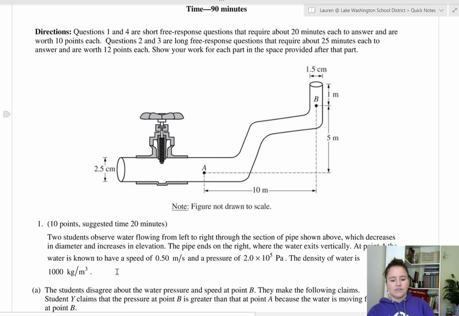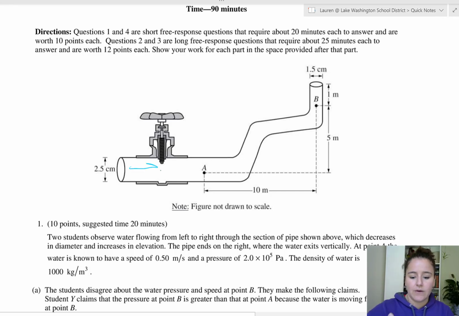It says 2 students are observing water flowing from left to right through a section of the pipe shown above. Okay, so we got the fluid flow in that direction, which decreases in diameter and increases in elevation. The pipe ends on the right where the water exits vertically. At point A, the water is known to have a speed of 0.5 meters per second and a pressure of 2 times 10 to the 5th pascals. The density of water is 1,000 kilograms per meters cubed.